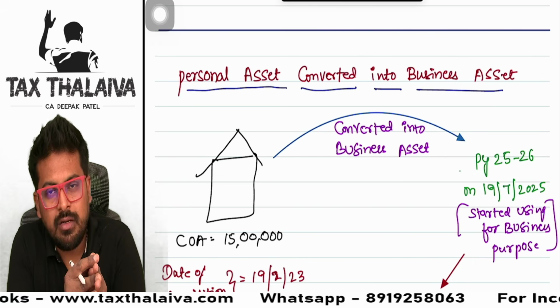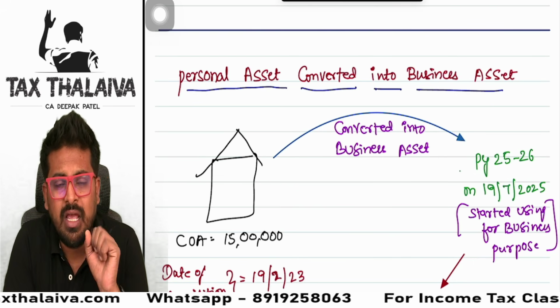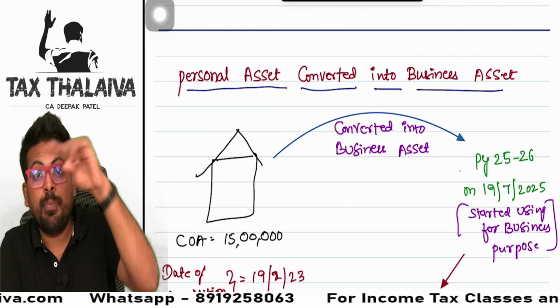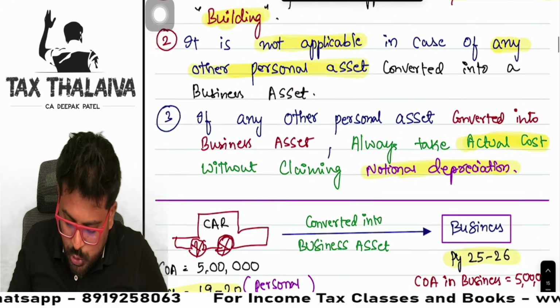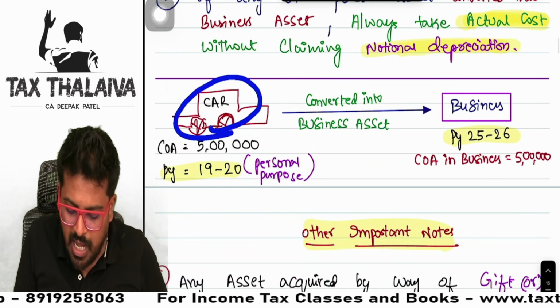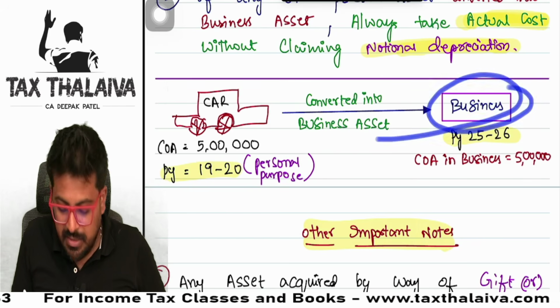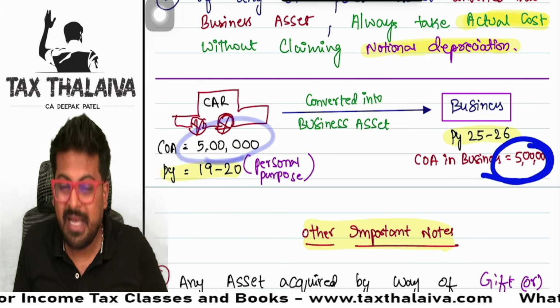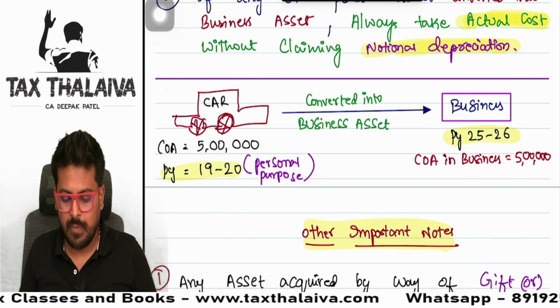Sir, what will happen if I convert my personal car? Car is also an asset, sir. If I convert my personal car into a business asset, what will happen? In that case, you will take the actual cost only. See, if a personal car is converted into a business asset, then the cost of acquisition remains the same. You will not reduce notional depreciation.